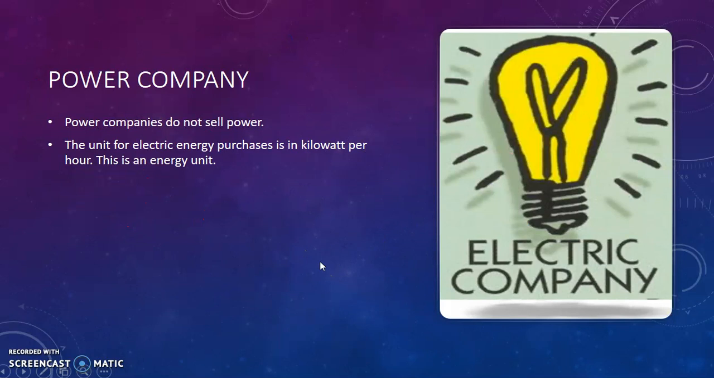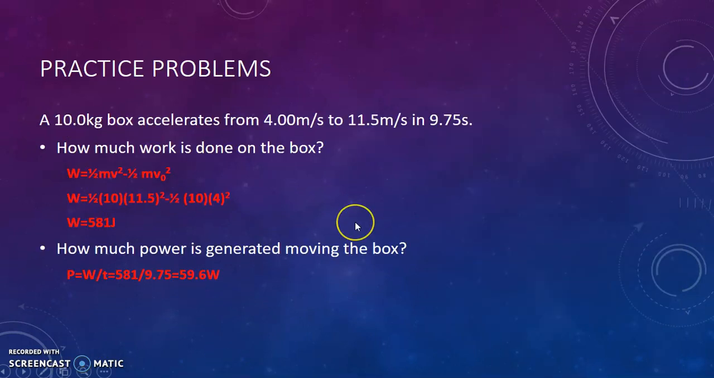And let's talk a little bit about the power company, where you actually get your power that goes into your home, or your electricity. So remember that power companies do not sell power. The unit for electric energy purchase is actually kilowatt per hour. This is an energy unit. So if you go ask your parents to look at one of your power bills or electric bills, you should see this unit, kilowatt per hour, and that's how they are being purchased and measured.